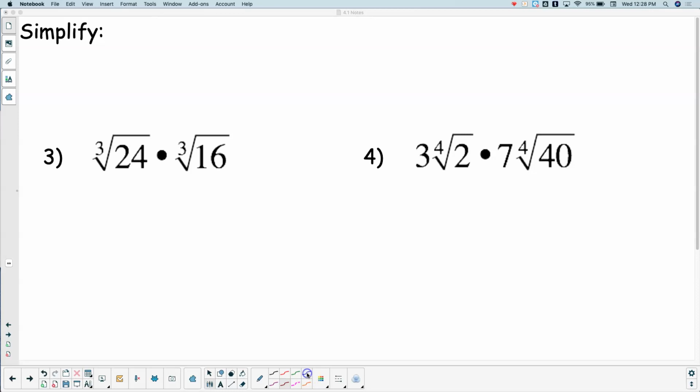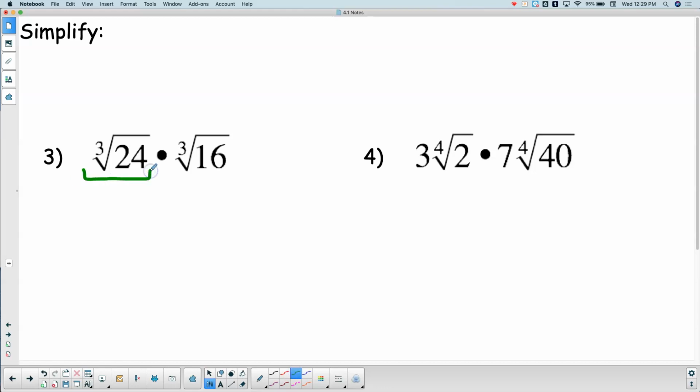Okay. So on this one, one option is I can multiply 24 times 16, and then I can work backwards from that. Always an option. Or I could say that in the cube root of 24, we've got the cube root of 8 and the cube root of 3. In the cube root of 16, we've got the cube root of 8 and the cube root of 2.